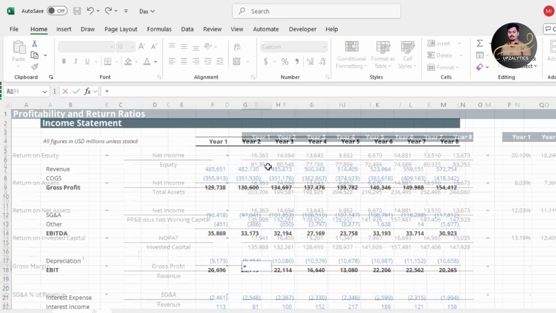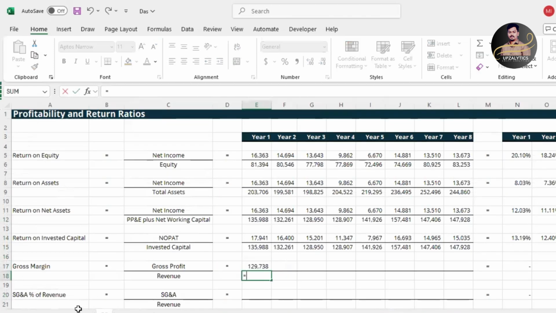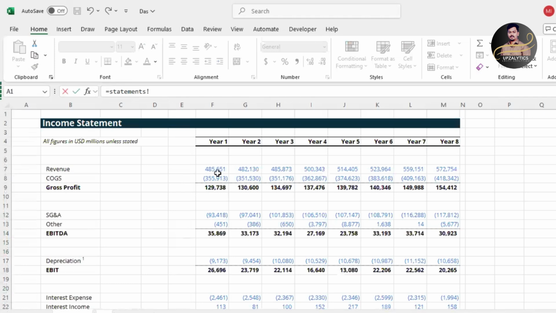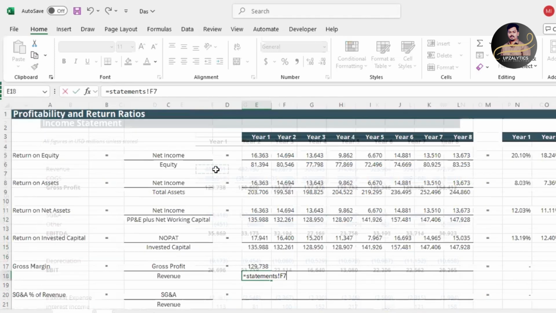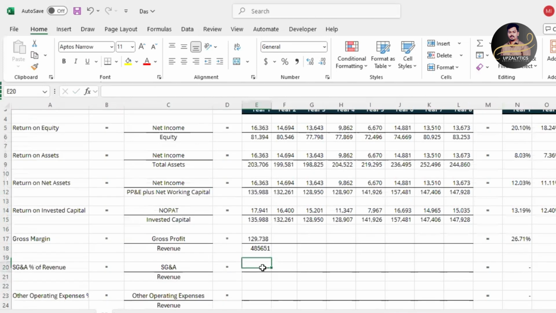First one is gross profit margin. This is our gross profit divided by revenue. This is our revenue. Yeah, 26.7% of gross profit we have for our revenue.